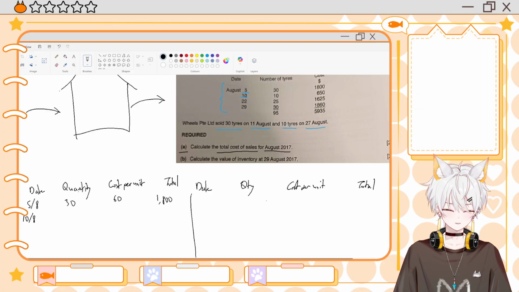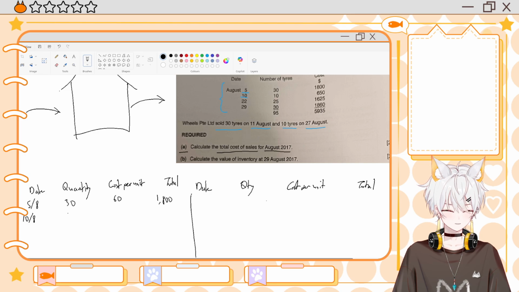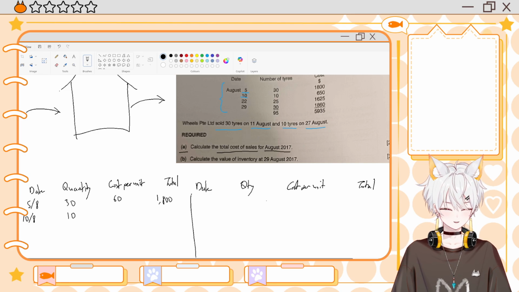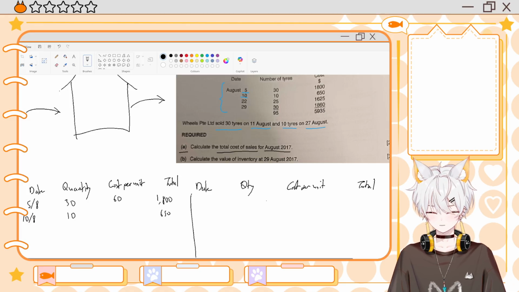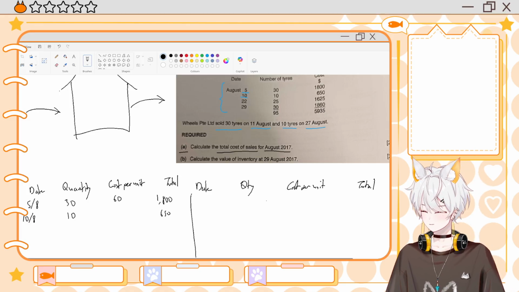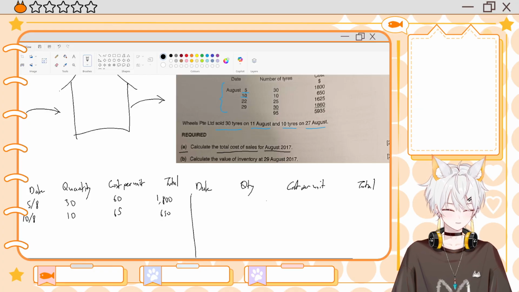So what do you fill up for quantity? Quantity 40. The number of tires on the 10th would be 10. Then the cost will be 650. Then what is the cost per unit? Cost per unit will be $6.50. No, $65, sorry. My math is horrendous. It's okay. You are allowed a calculator. So $65.